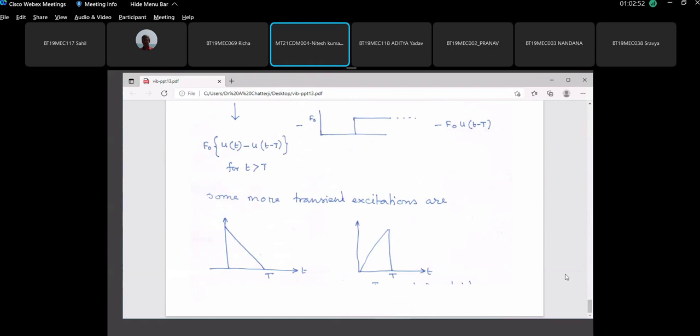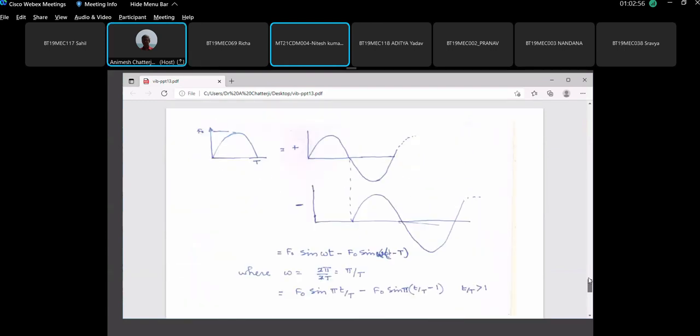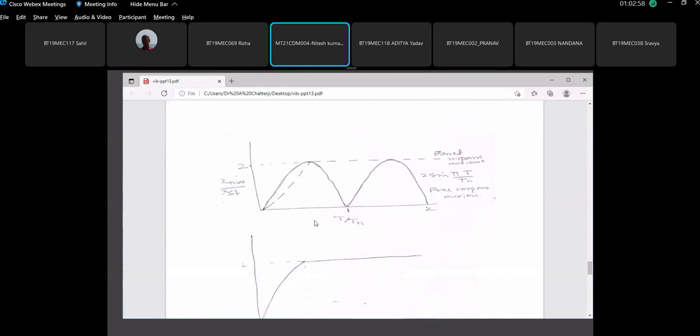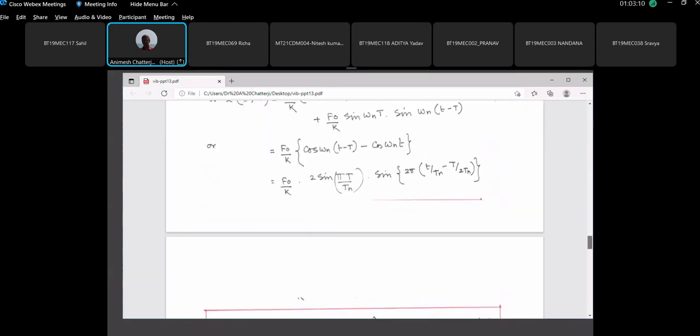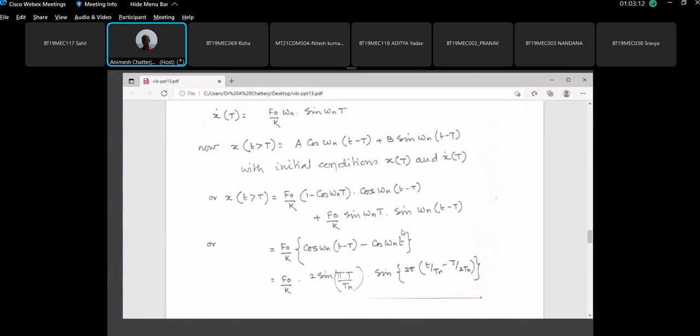Why didn't phase 1 and phase 2 superimpose? Superimpose meaning? Phase 1 vibration amplitude will vary in its own manner, and phase 2 will vary like this. This is coming from this mathematical derivation. Since you have not done the derivation yourself, I'll give you the PPT. You read it. If you have any doubt, Wednesday we'll discuss.